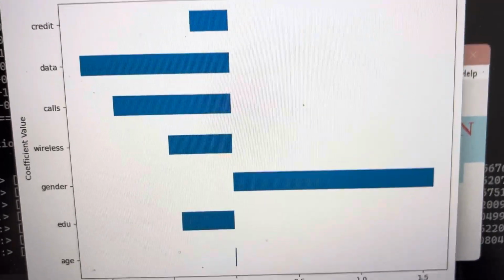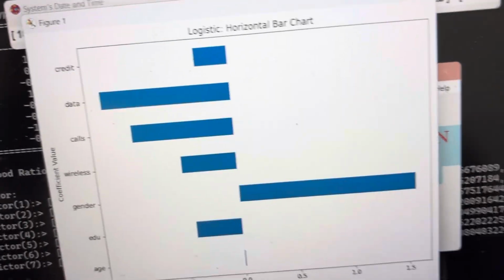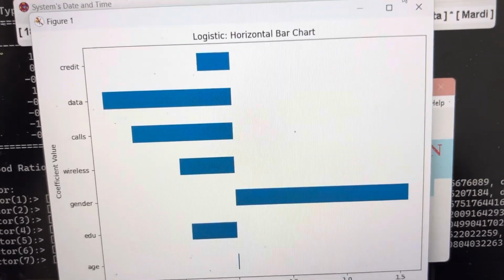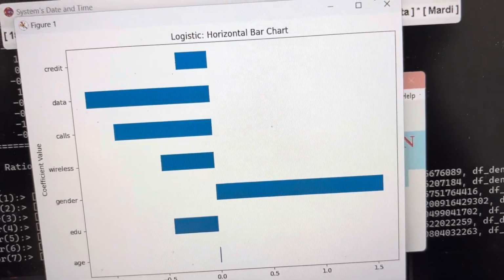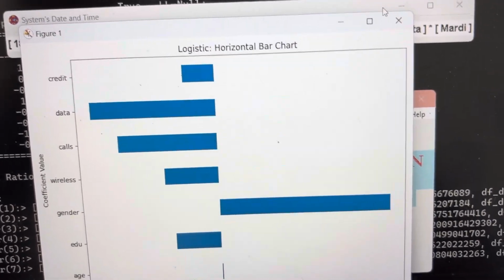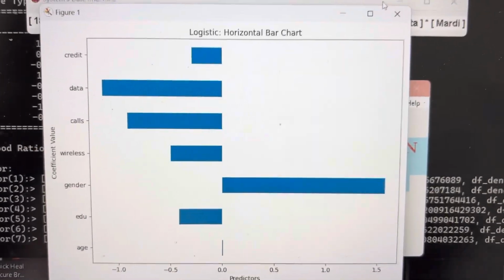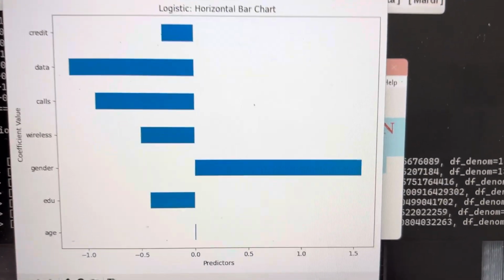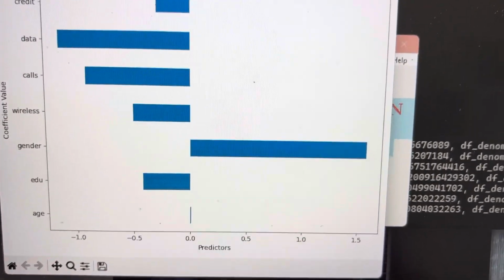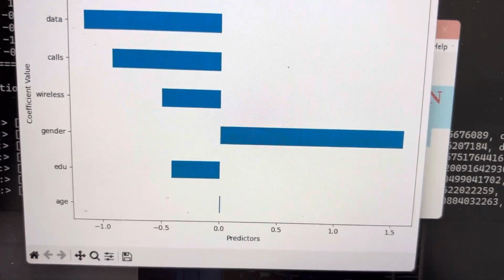Now, what I want to tell you is that what you are seeing here are not the actual data that you see in your data set, but these are the coefficients. It is the coefficients that the system graphed so that you see the coefficients.